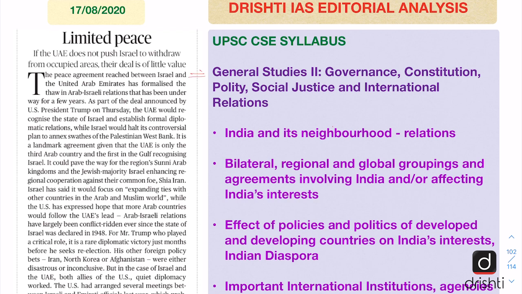So we find that it links directly with GS paper 2 where we have international relations as one of the important areas of the syllabus. And under this, it can be linked with the bilateral, regional and global groupings and agreements involving India and or affecting India's interests. So after establishing the linkage with the syllabus, now let us look at the key points of the editorial.